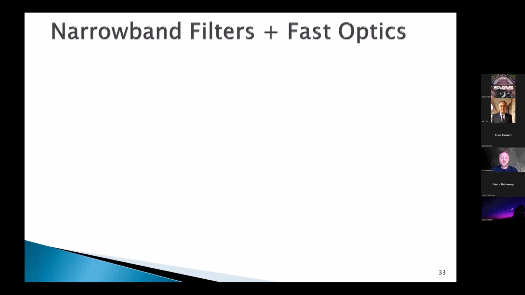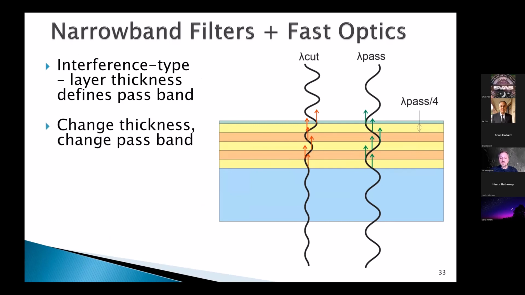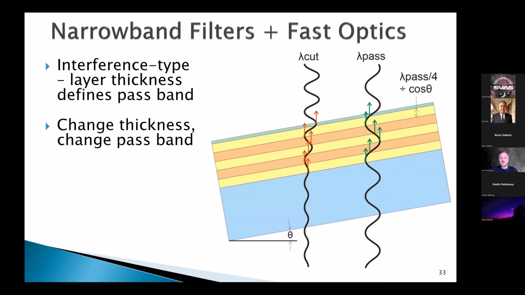The topic of narrowband filters and fast optics is my second main area of research over the past year. If you can recall from earlier, an interference type filter's bandpass is defined by the thickness of its layers. Thus, if you change the thickness of the layers, you change the filter's bandpass. Well, it so happens that if light is directed through the filter on an angle, you effectively increase the thickness of the layers.